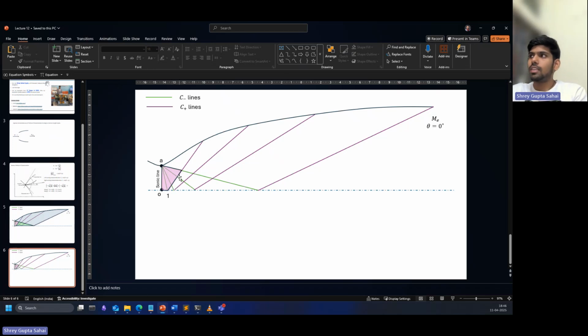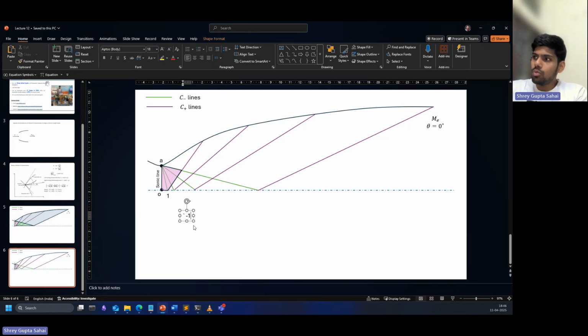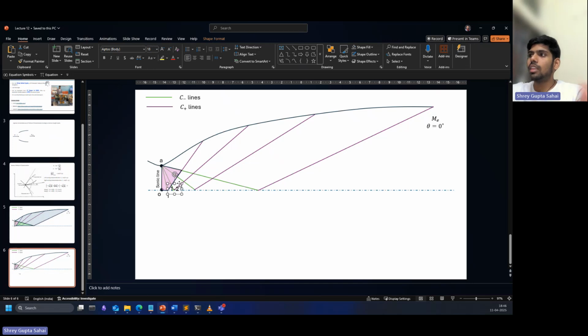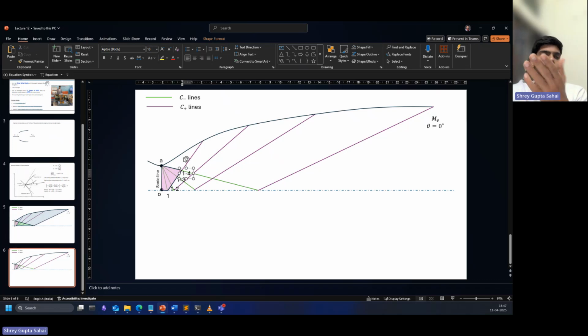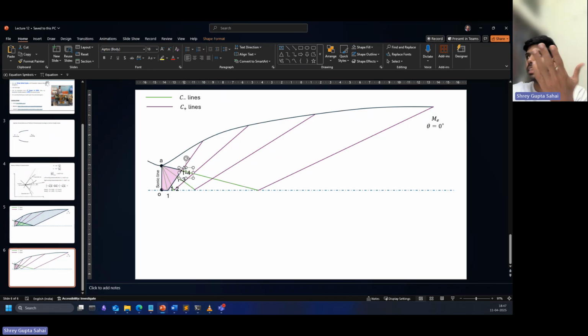But there will be certain points, and those points I'm going to write as 1, 2. The first point that meets there. Then 1, 3 and 1, 4 like that, and so on. The last point is the point at which the flow has expanded to its highest Mach number.